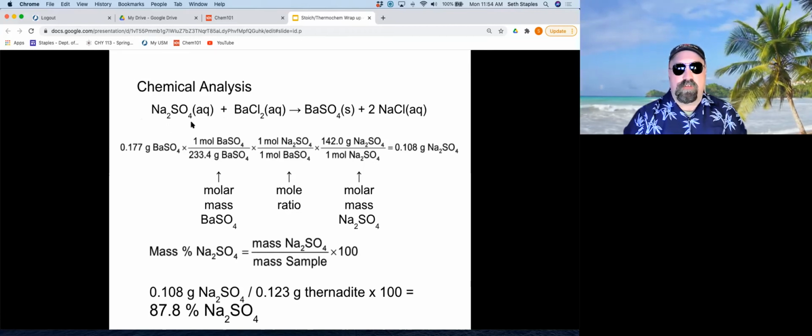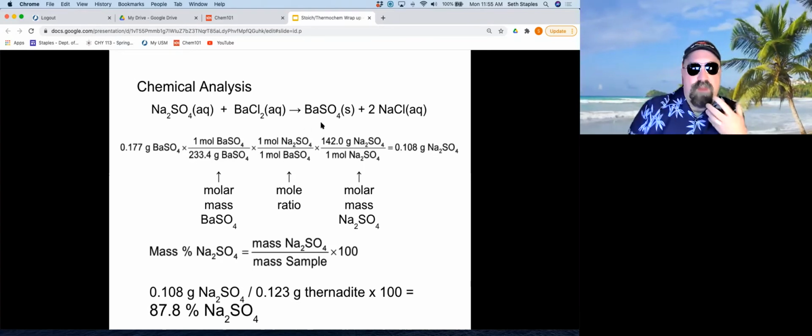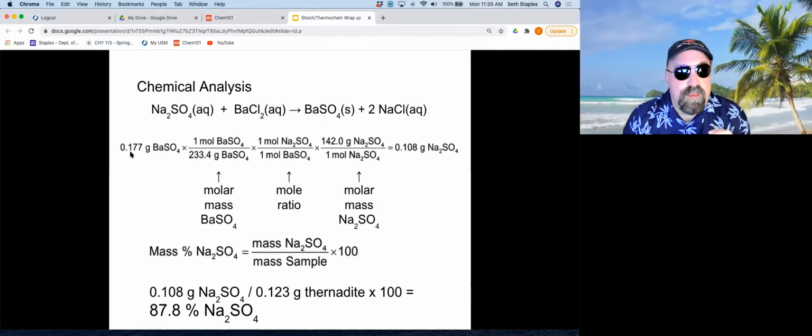And so the sodium sulfate that was in the mineral went into an aqueous solution. We reacted that with some aqueous barium chloride. And then our solubility rules tell us that we're going to get some solid barium sulfate from that. And so in this gravimetric analysis, we then filter out that solid barium sulfate. And here we found that we had 0.177 grams of the barium sulfate.